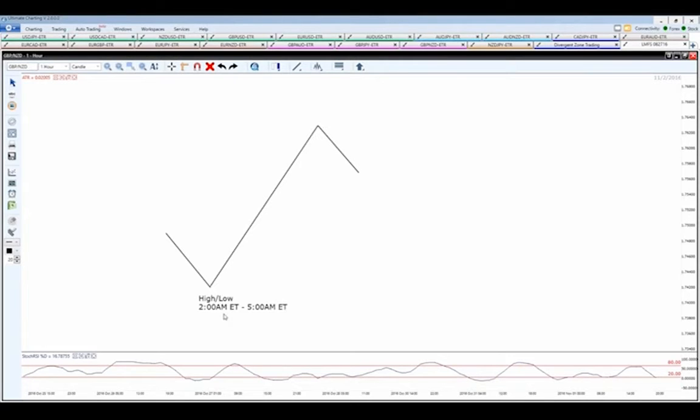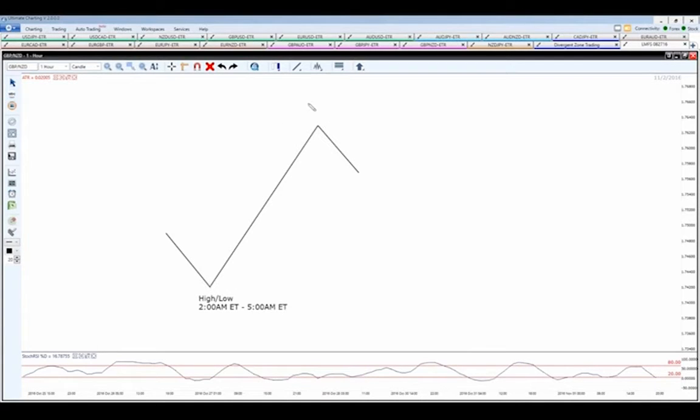The Asian, London, and New York session. What you have going on right here is an overlap of the close of the Asian session and the opening of the London session. So we'll be looking for that initial high or low between 2 a.m. and 5 a.m. Eastern Time, and then we'll be looking for that directional movement.